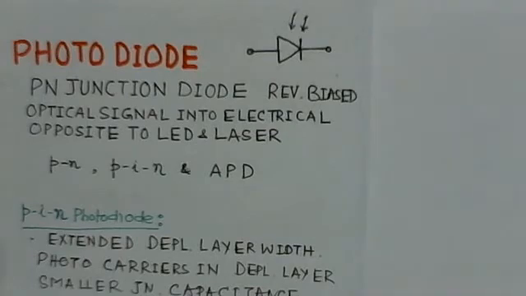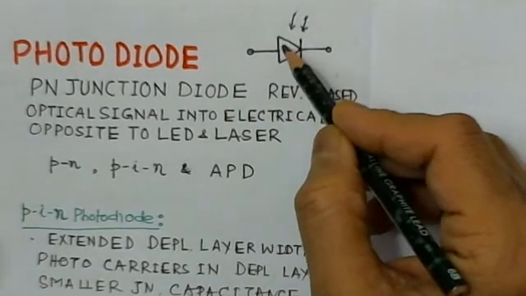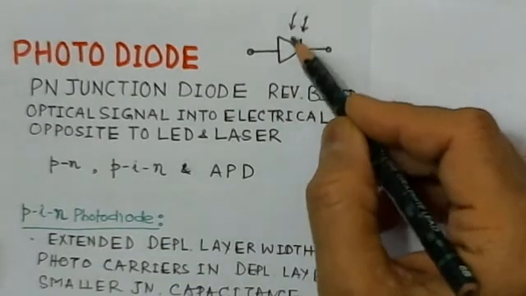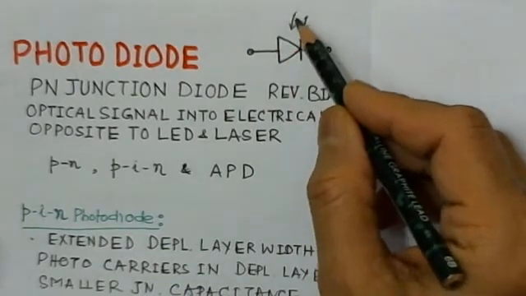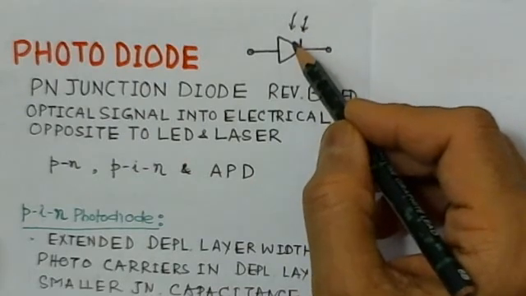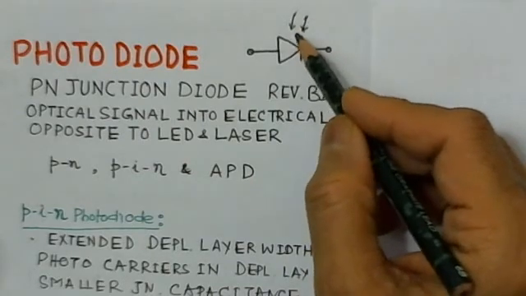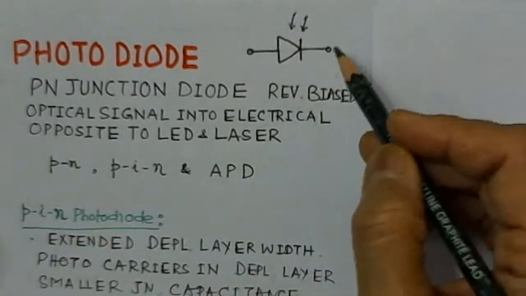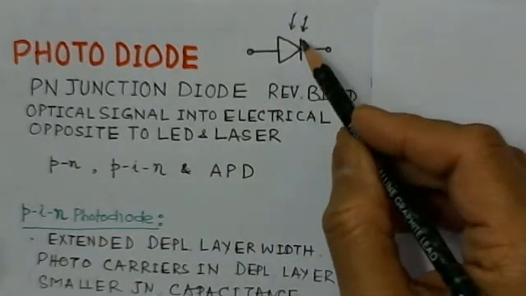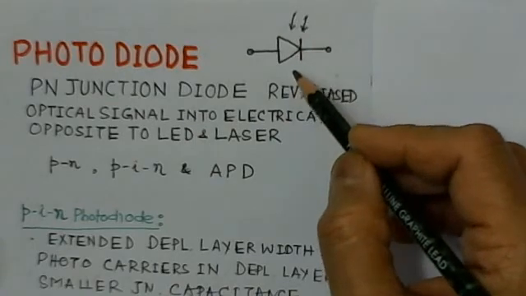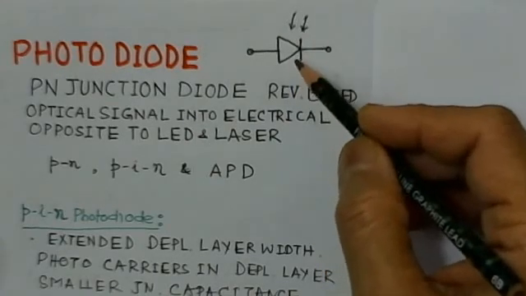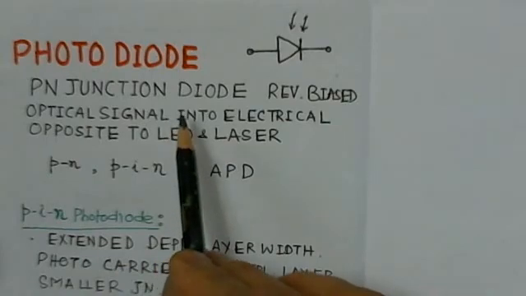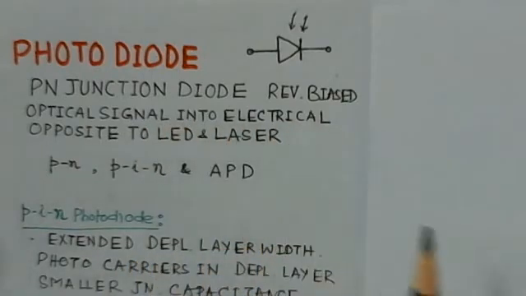I would say for these photodiodes, the symbol here is the diode with two arrows coming inside. That means the light or photons are falling on the diode. The earlier devices were emitting photons. Now they are taking the photons and giving electrical energy. So the PN junction diodes here are reverse biased diodes.